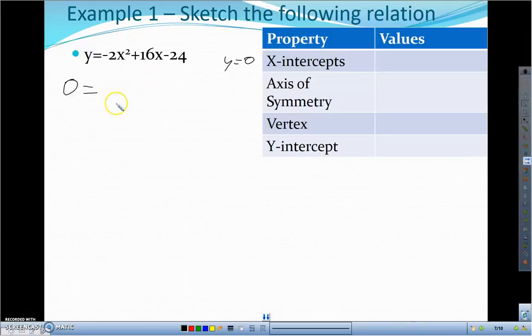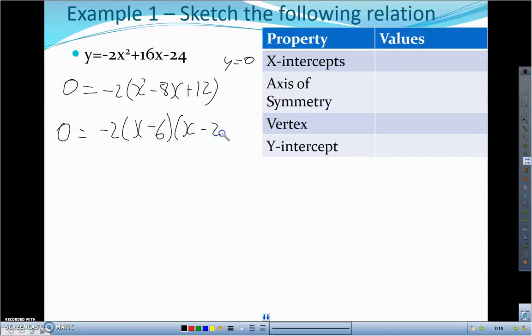We're going to factor out a negative 2. Bracket x squared minus 8x plus 12. We're going to factor this trinomial. 0 is equal to minus 2 bracket x minus... two numbers which multiply to 12 and add to minus 8 are minus 6 and minus 2. This is true when these are equal to 0, which is when x is equal to 6 and x is equal to 2. We're going to fill that in our chart, 2 and 6.